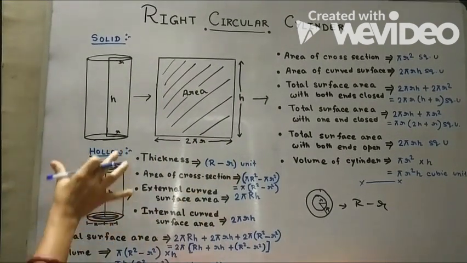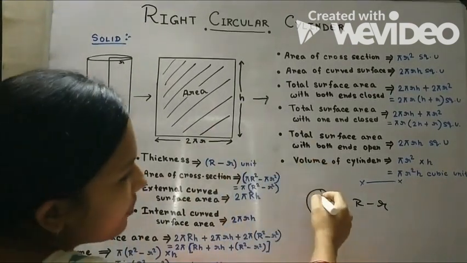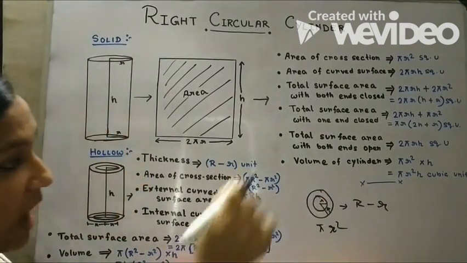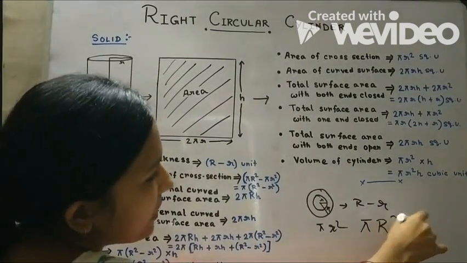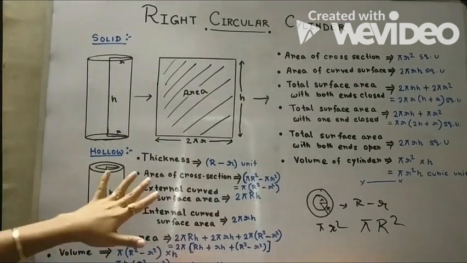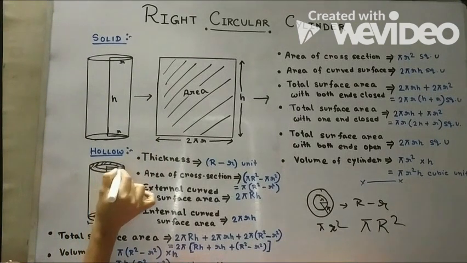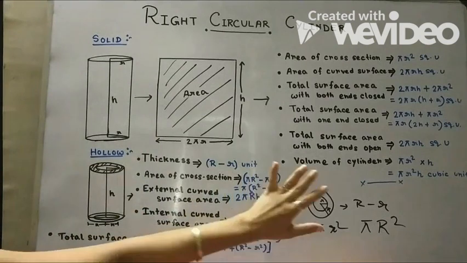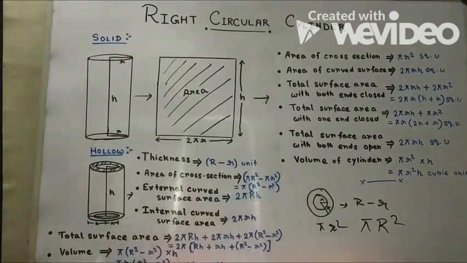Here there are two cross-sectional areas. For the smaller circle, the cross-sectional area will be pi small r square, and for the bigger circle, the area of cross section will be pi capital R square. Therefore, the area of cross section of this part will be pi capital R square minus pi small r square. If we take pi common, we get pi into capital R square minus small r square.